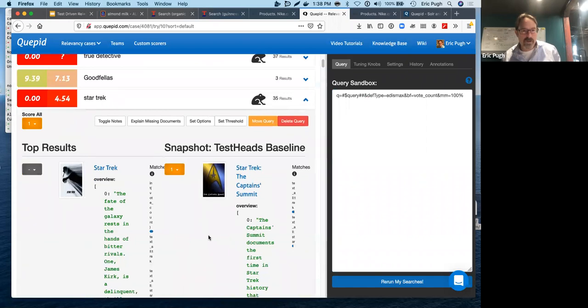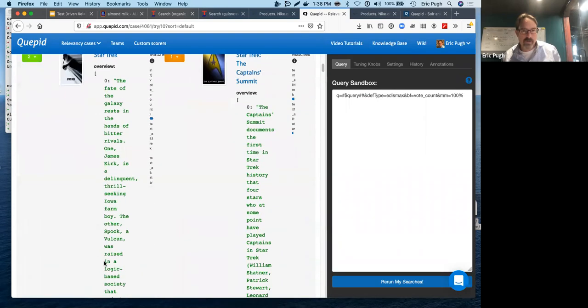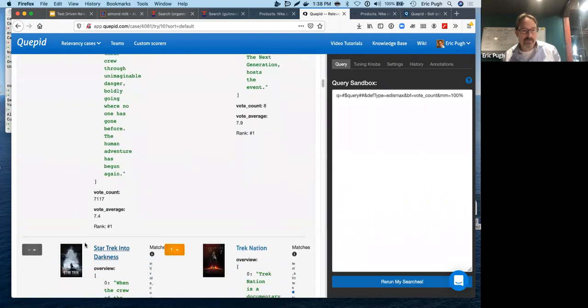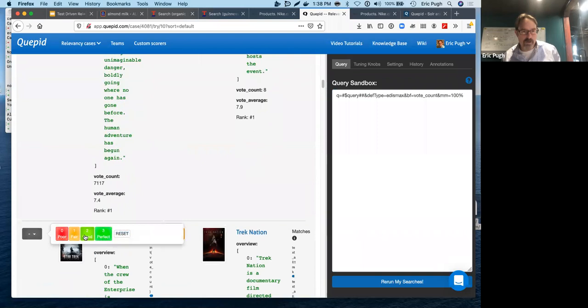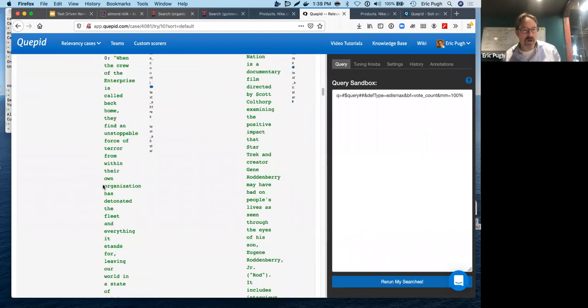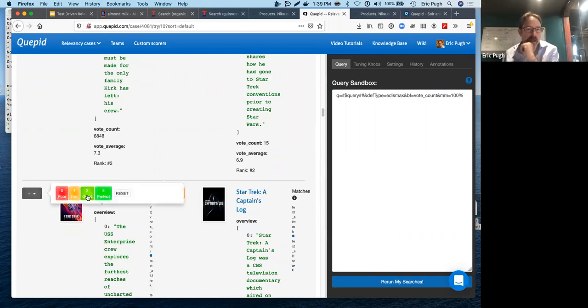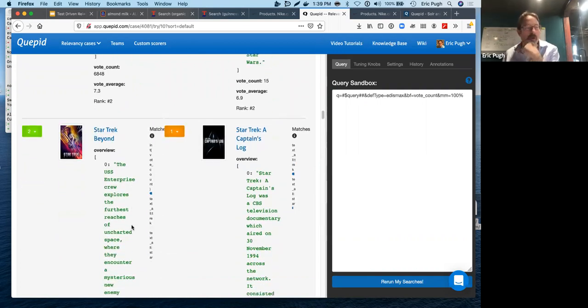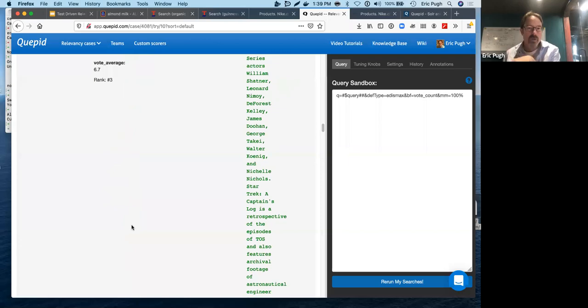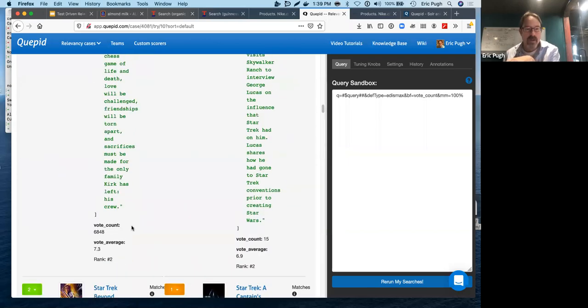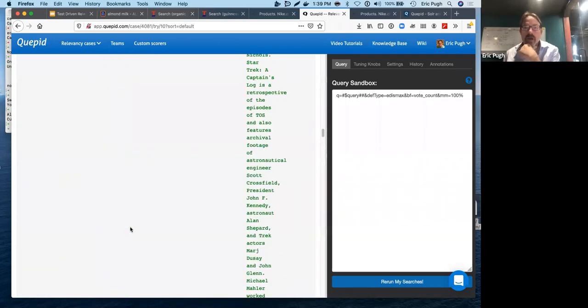A little hard to see. There it is, Star Trek. That's another good Star Trek, right? Star Trek Into Darkness. So I just tweaked my search algorithm to say you have to have both of the words in the query match. So we can't just match on star, we have to match on star and Star Trek.